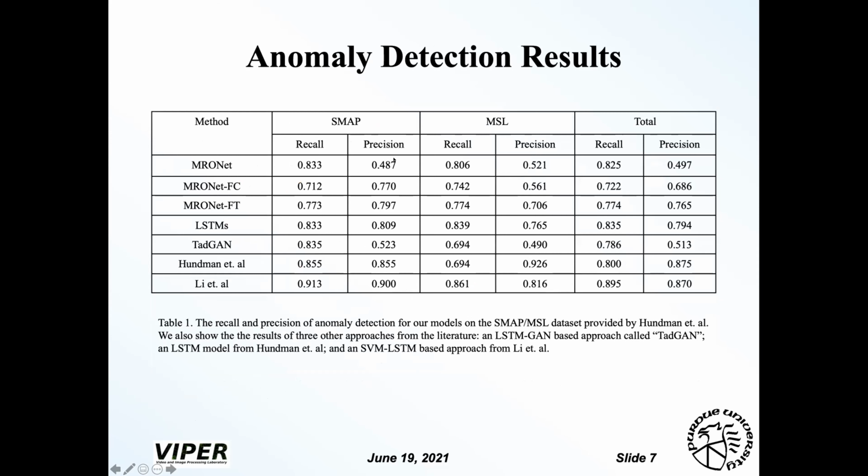So here are recall and precision results for anomaly detection. The three models that I mentioned, MRO-net, and then the fine-tuned fully connected and fully fine-tuned models, their performance is shown here. And then an identical model trained from scratch instead of pre-trained on MRO data is like the entry with LSTMs. And the performance, as you can see, when we go from the pre-trained model to fine-tuning, gets closer to the trained from scratch models.